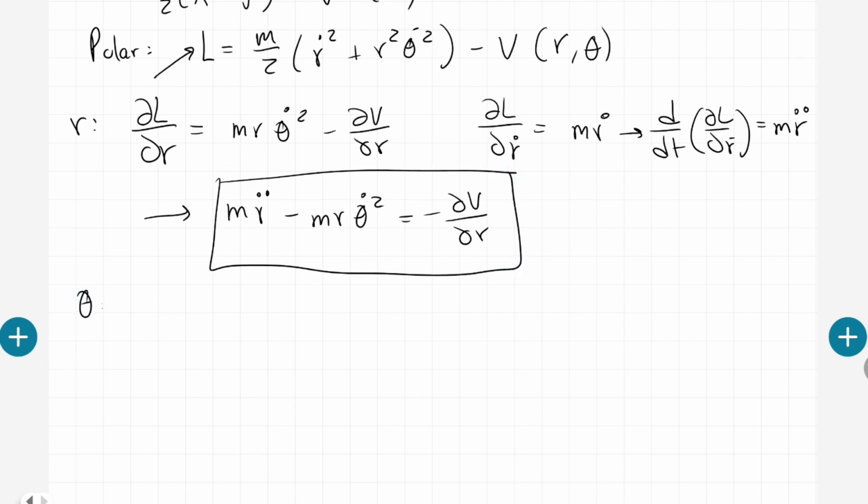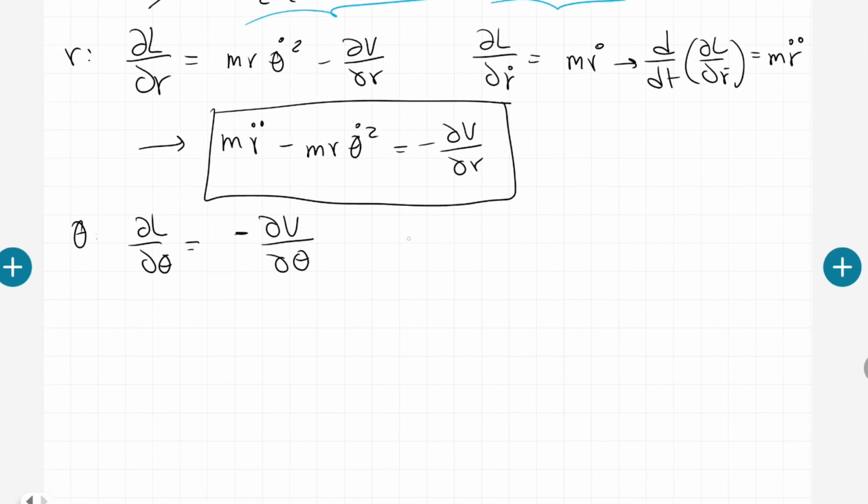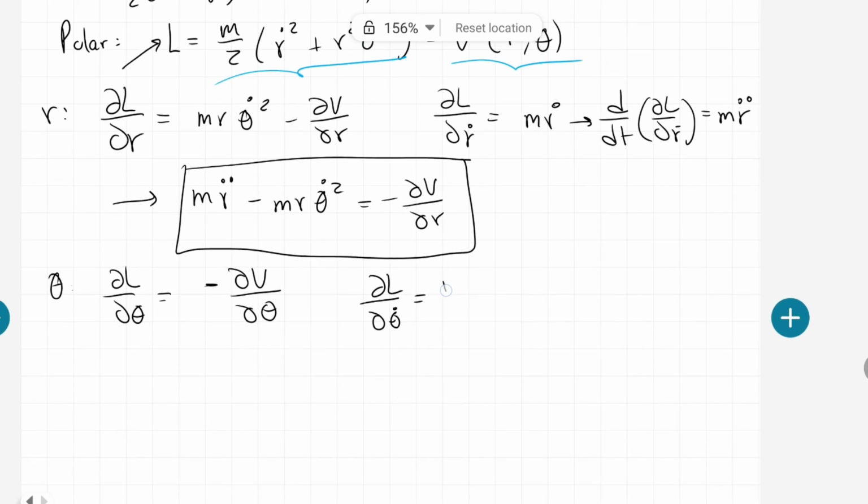And for theta, the partial of L with respect to theta is equal to minus the partial of V with respect to theta, because of course the kinetic energy term does not depend on theta, but V does depend on theta. So let's continue with the partial of L with respect to theta dot. That will be m r squared theta dot.